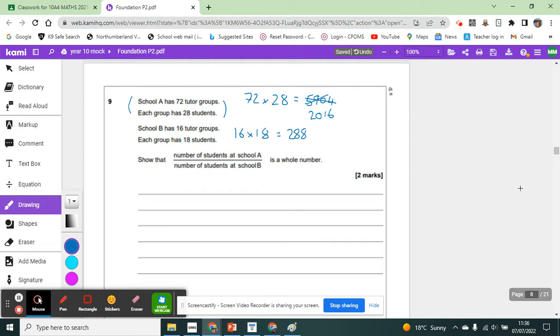Show that the number of students in school A over the number of students in school B is a whole number. So 2016 divided by 288 gets me 7. And I'm going to just finish it off. Whole number.